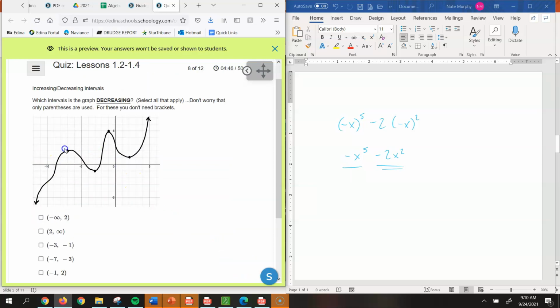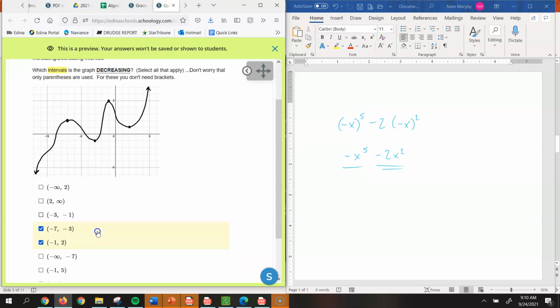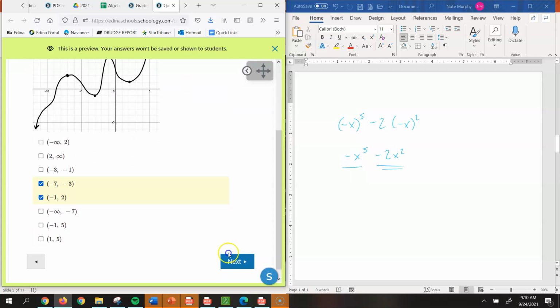So here we're trying to figure out where it is decreasing. Again, the key term there is intervals, because these choices are not coordinates, they're intervals. And so from when x is -7 to when x is -3, it's decreasing. And from when x is -1 to when x is 2, it's decreasing. So those will be the only two sections on that graph where it's decreasing.